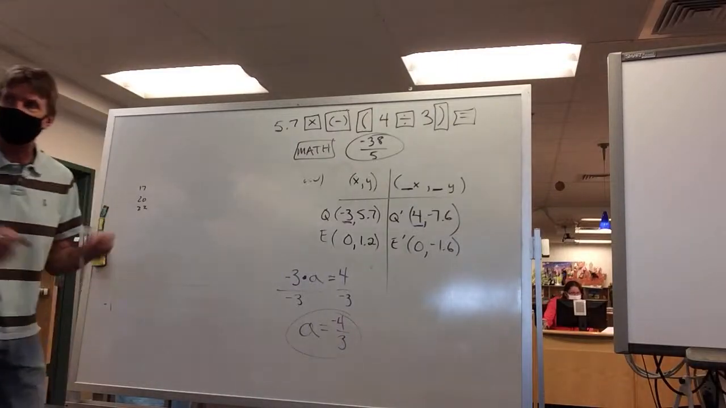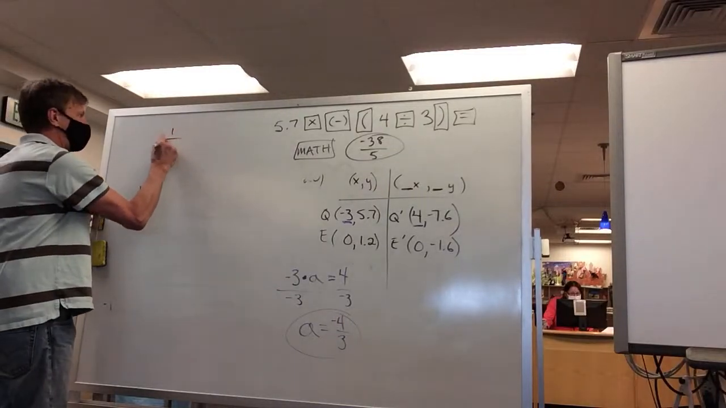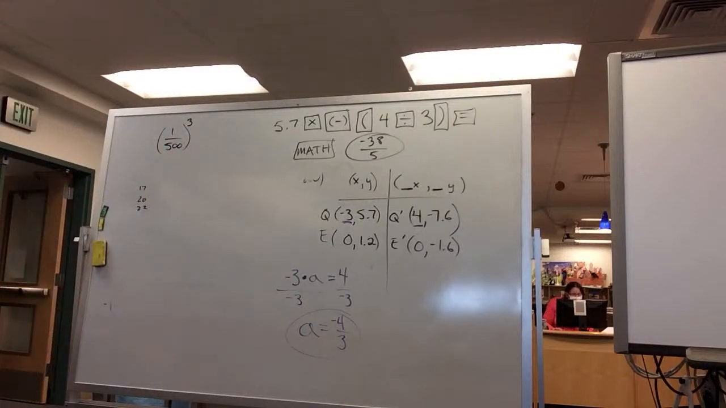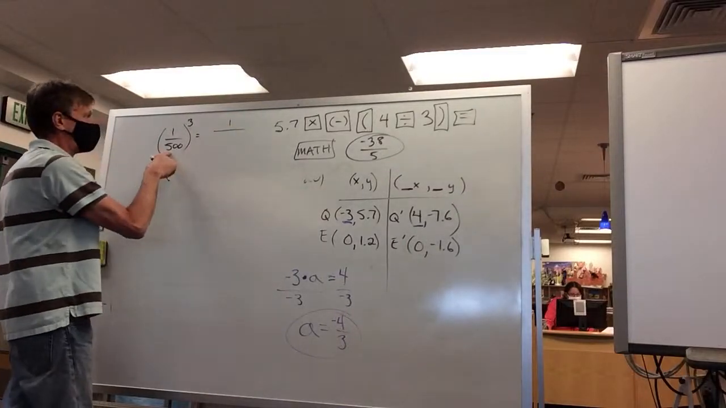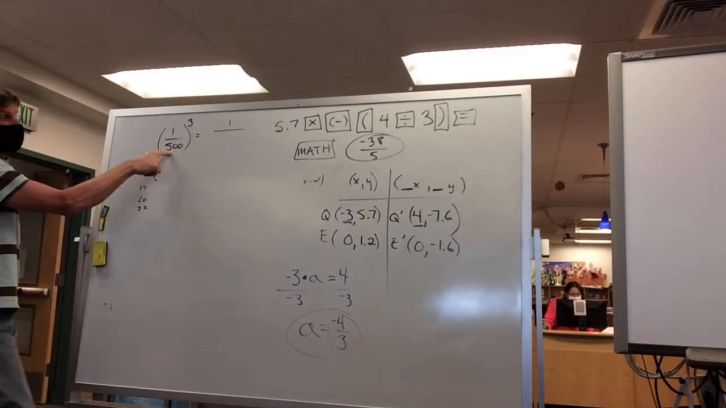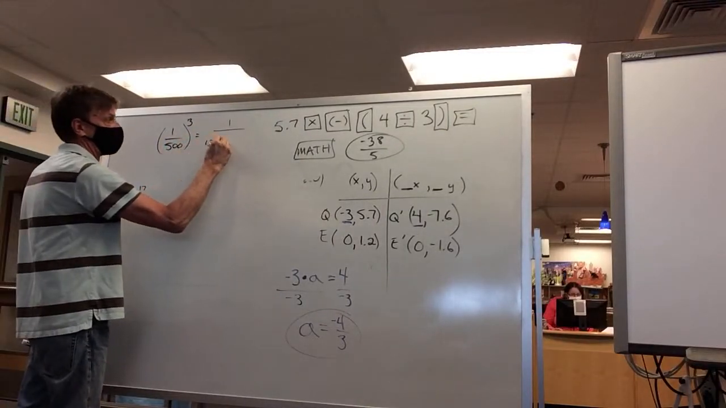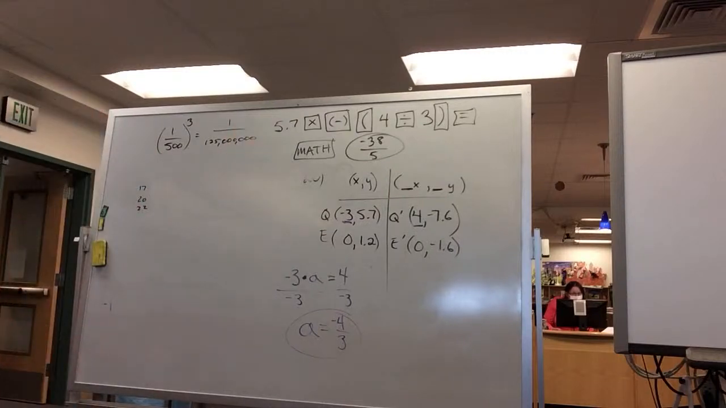So to find that probability, how would we go about it? 1 over 500, to the third power. So you have 5 times 5 times 5, 125. It's 1 in 125 million. But that doesn't mean that it can't happen. It's just very, very unlikely.